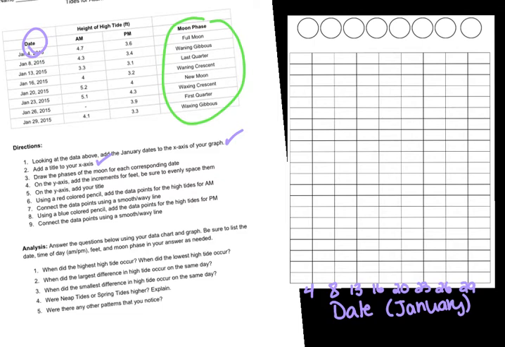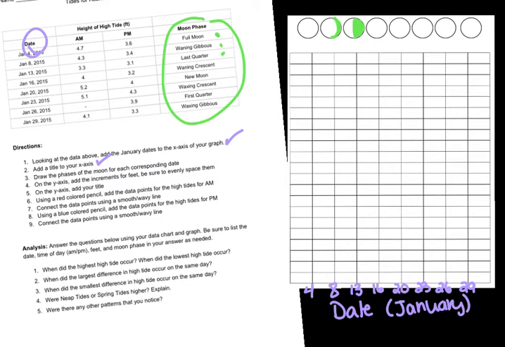On January 8th, we have a waning gibbous. A waning gibbous is mostly full, but a little bit of a shadow on the right-hand side. During a last quarter moon on January 13th, the left side of the moon is lit. So during a last quarter moon, the left side is lit.